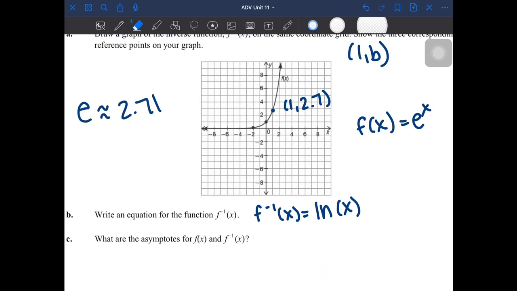Okay. And then we just need to find the asymptotes. So same as above on our last one. This point right here is at 0, 1, so I'm just going to go to 1, 0. This point right here, we already said was 1, 2.7. So I want to go to around 2.7 and up 1.